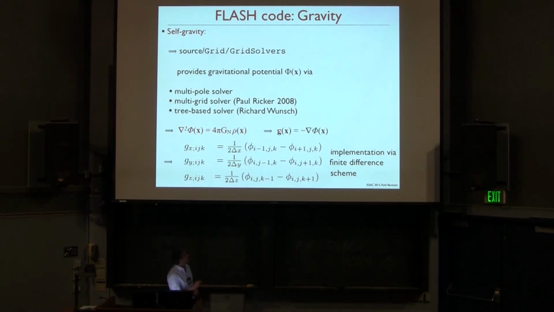If you have once your gravitational potential here, you just do a finite difference scheme to calculate your gravitational acceleration. So nothing particularly fancy. This is essentially a centered finite difference scheme. So it's a second order scheme fitting into the rest of these equations.